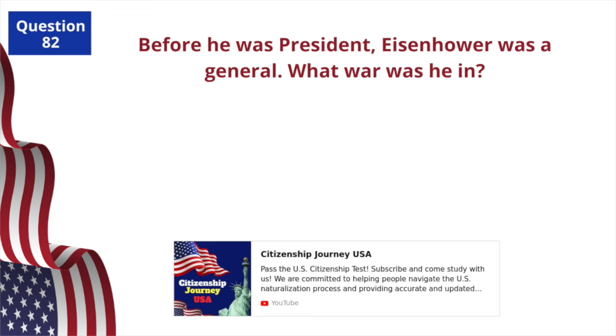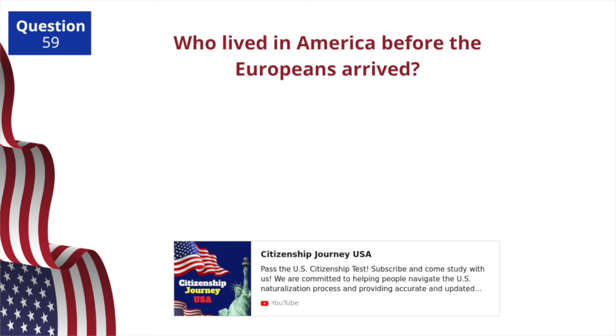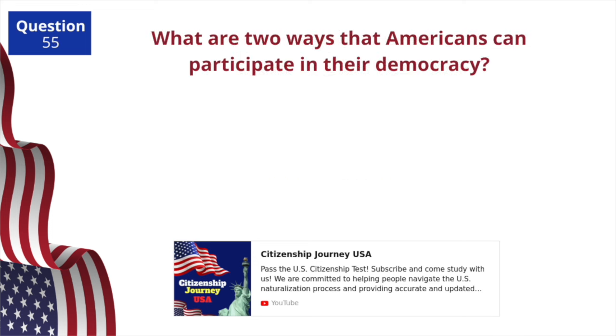Before he was president, Eisenhower was a general. What war was he in? World War II. Who lived in America before the Europeans arrived? American Indians. What are two ways that Americans can participate in their democracy? Vote. Join a political party.